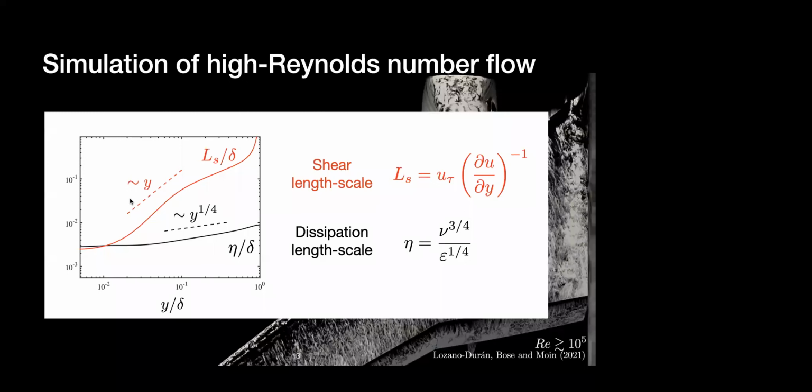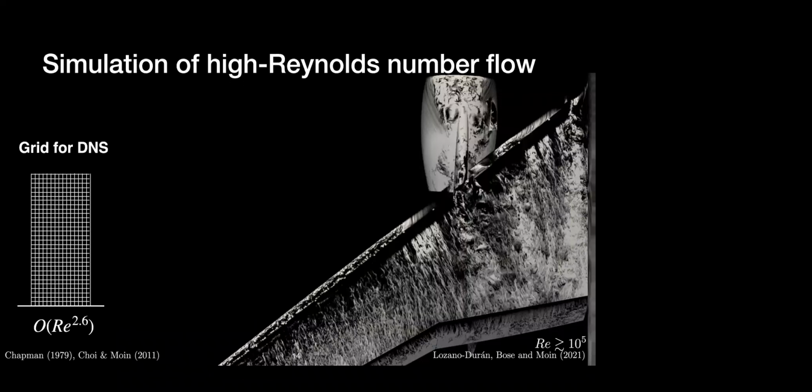And then a grid that is fine enough to capture all of your small scale motions. So for a direct numerical simulation where you resolve all these scales, you would need a grid that looks like this, where basically you have fine resolution everywhere. And this is very costly, and in particular, the cost of a simulation for high Reynolds number flow grows as order of Reynolds number to the 2.6 power.